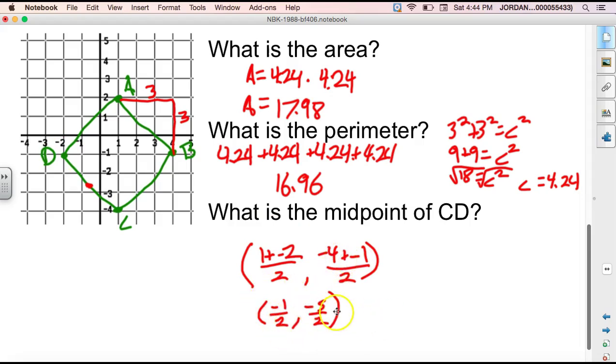So there's the midpoint. And you can see when we graph this, if we graph negative 1/2, negative 5/2, we go left a half and then down 2.5. And we put our point right there. You can see it looks like it's right in the middle of that line, which it should be.